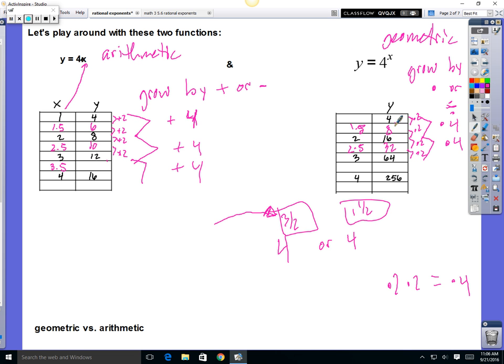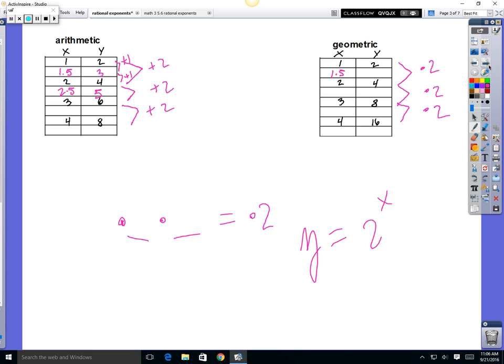I guess I should go back. This is 8 because 4 times 2 is 8. This is 32 because I take the previous one, 16 times 2 is 32. Now I'm going to take the previous 2 and I'm going to multiply it by square root of 2.